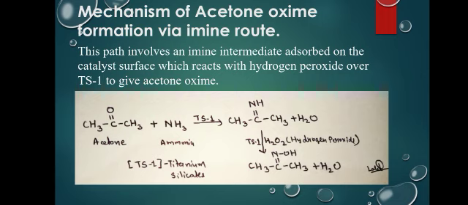What is the use of this catalyst? Titanium silicate catalyzes the conversion of acetone into oxime in the presence of ammonia and hydrogen peroxide. By reacting, the imine intermediate is formed, which is adsorbed on the catalyst surface, which further reacts with hydrogen peroxide over titanium silicate 1 to form acetone oxime. This is one of the mechanisms you can see.